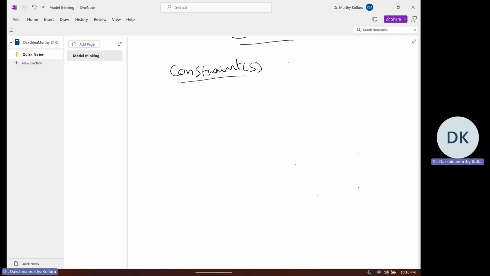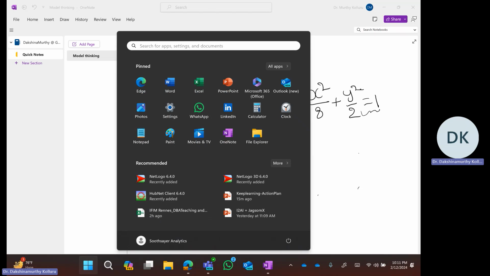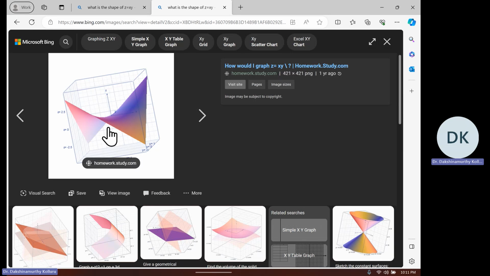The problem that I gave in the book is find the critical points of z is equal to xy such that x and y lie on x square by 8 plus y square by 2 is equal to 1. See, this is the equality constraint. So what it means is you find in this shape, okay, this is a complex shape. It's sort of a folded structure, z is equal to xy.